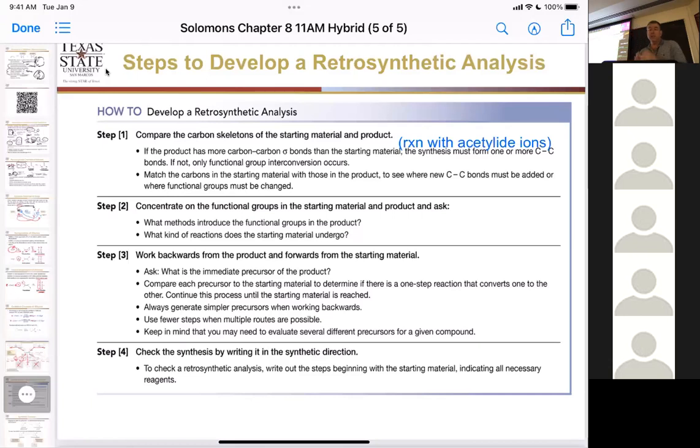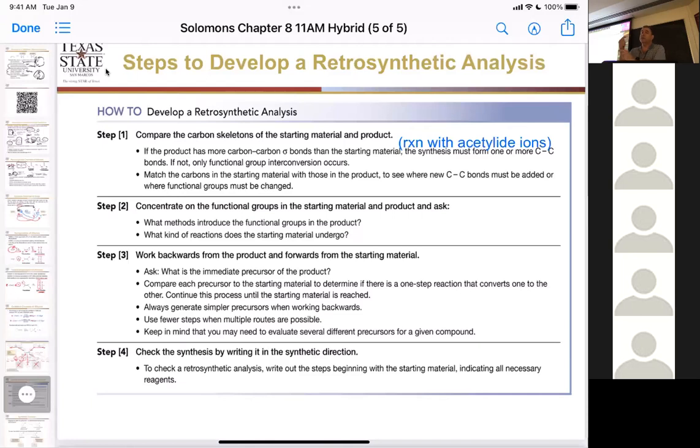Then you want to match the carbons of the starting material to the product and see where those functional group changes are. Remember, I want you to look for the change. Not worrying about, oh, there's this hexyl group over here. It didn't change, so I shouldn't worry about it. I should only worry about the part that changed. So you want to analyze what changes. Concentrate on the functional group from the starting material and the products, because you want to see what starting material is in your product.